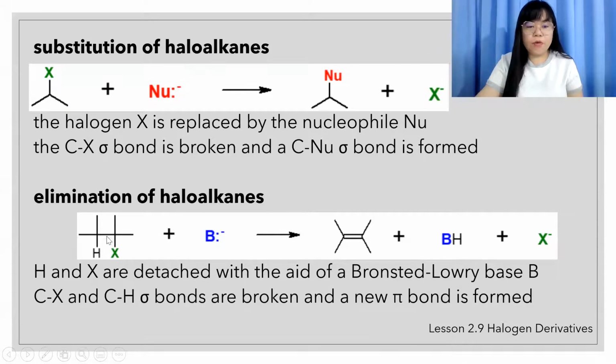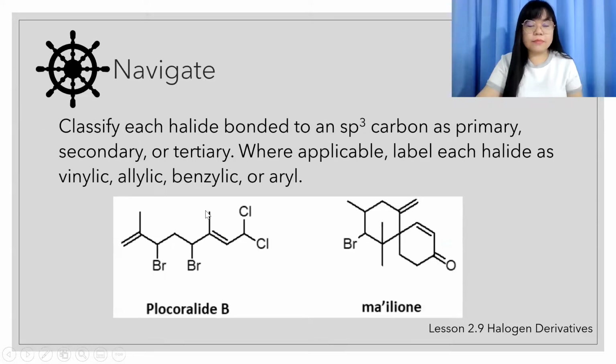Notice that before and after the reaction, the two carbons here still have 4 bonds around them, also 4 bonds around them, and X leaves while B attaches itself to the proton. So those are the two possible reactions that haloalkanes may undergo.